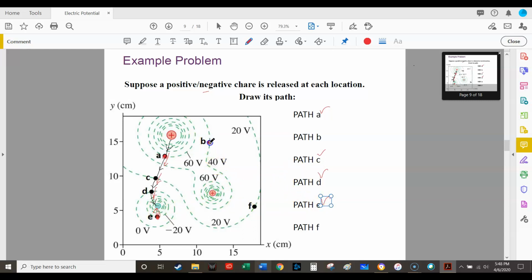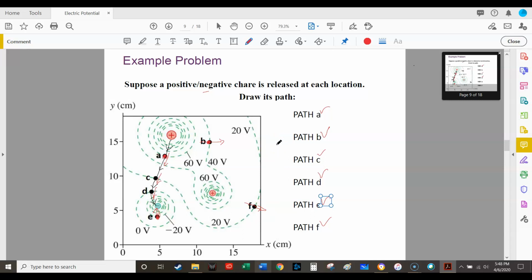Suppose we place a positive charge right here. Well, the electric field would be going in this direction, so that means the positive charge at B would be pushed to the right, and then probably out of the picture this way. All right. What about at F? Well, here's a positive charge. It's going to be pushed in the same direction as the electric field, which is going to be kind of off-screen down to the right.